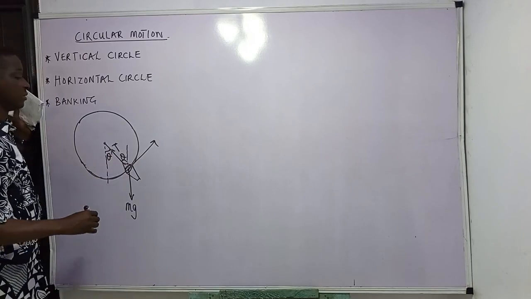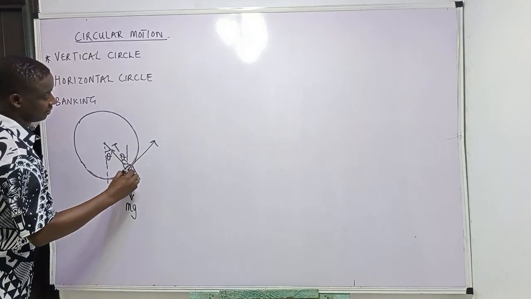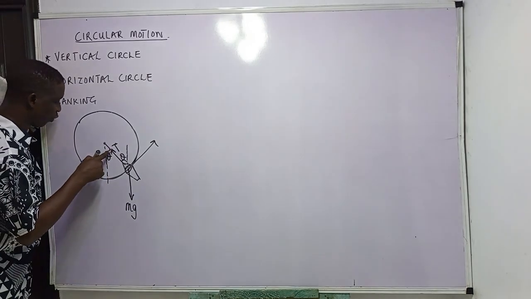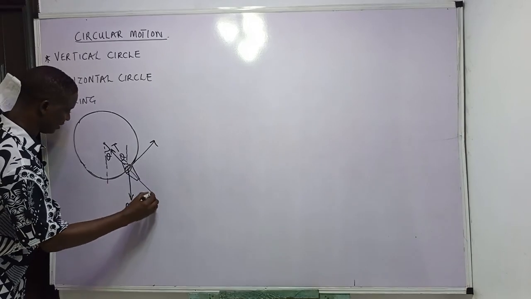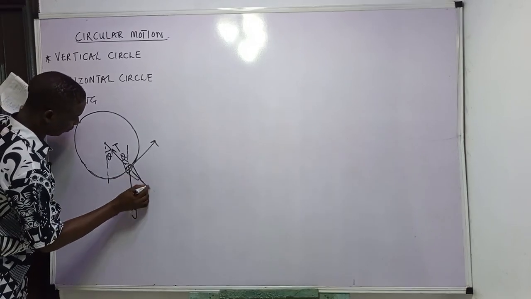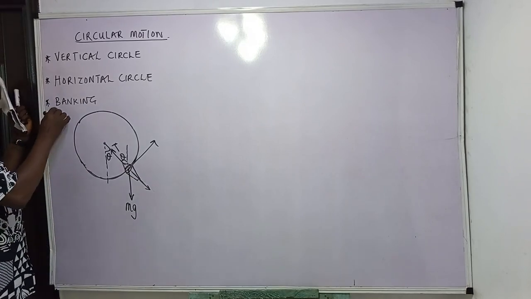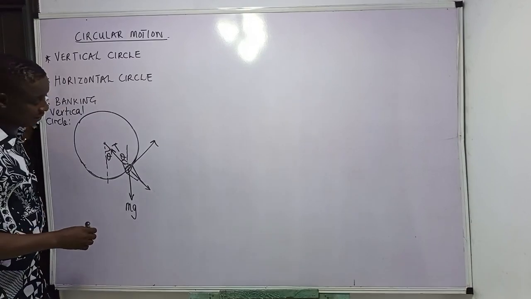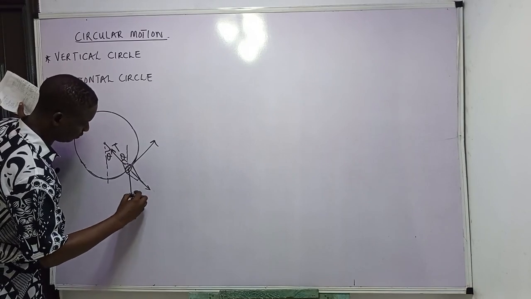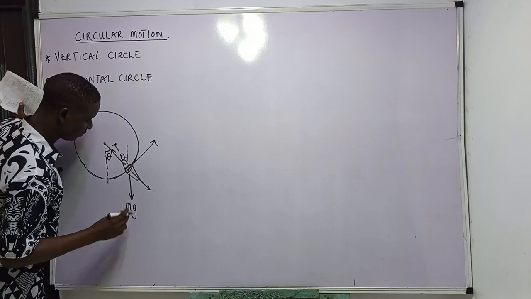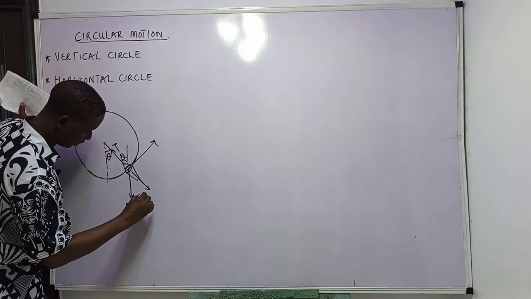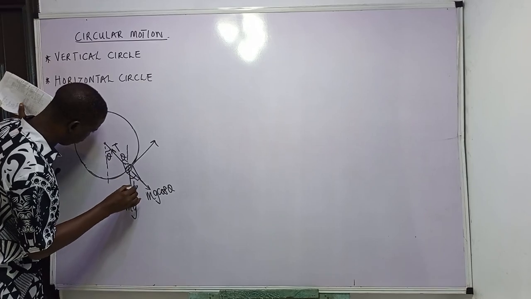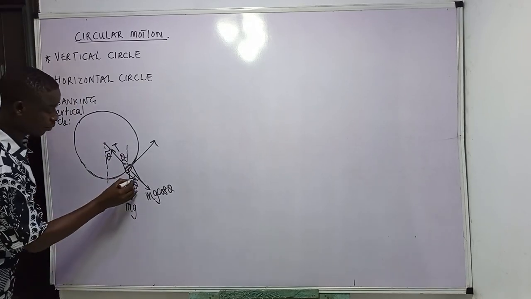Now for the body to move in the circular path, this tension has to produce a force that is higher than the opposing force. What is the opposing force here? This is a vertical circle, don't forget. So if you resolve the weight in the direction of the string, we would have mg cos theta, because this angle is also theta.